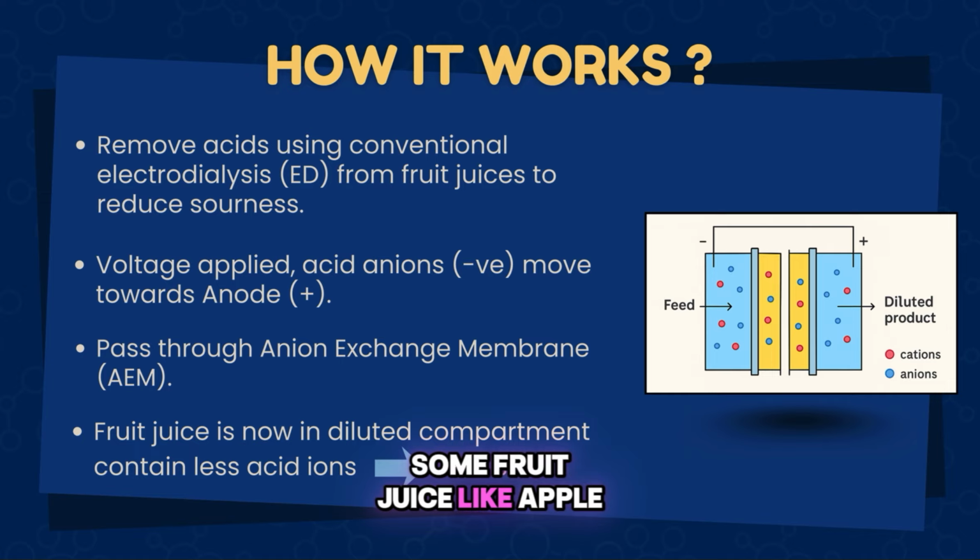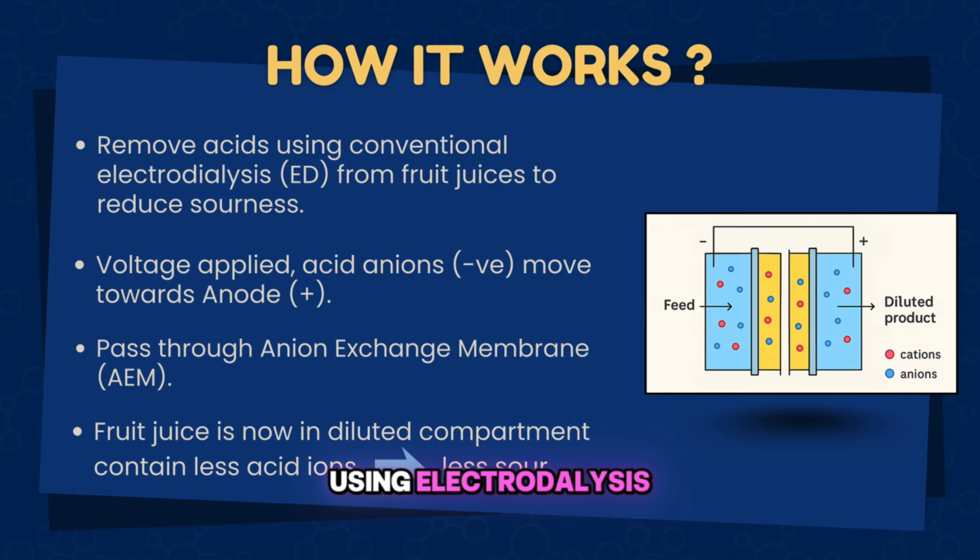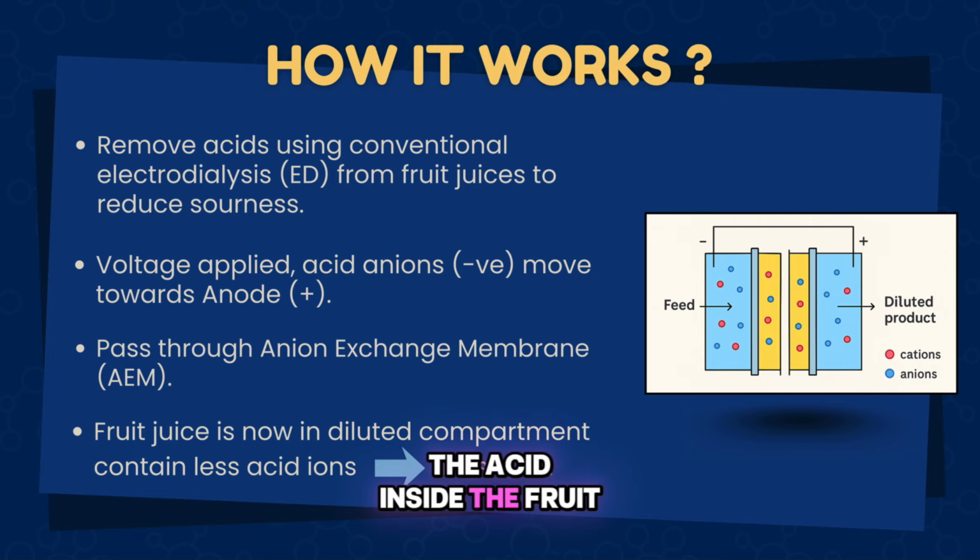Some fruit juices like apple, grape, and orange juice can be too acidic. To reduce the sourness, electrodialysis is used to remove excess acid. How do we remove those acids using electrodialysis? The acid inside the fruit juice is an organic acid that exists as an anion.